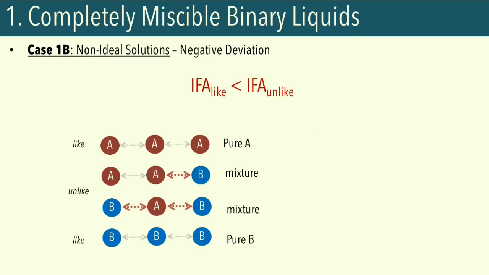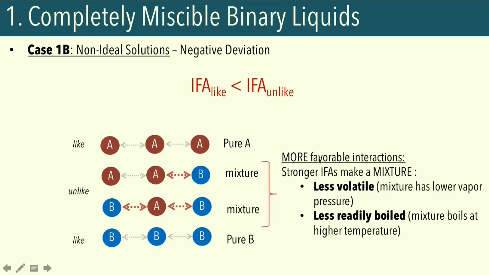So we could also see another type of deviation. This is when you have a negative deviation. This is when the intermolecular forces of attraction between the like particles are actually less than the intermolecular forces of attraction between the unlike particles. So that means it's actually more favorable to have the mixture compared to the pure components.